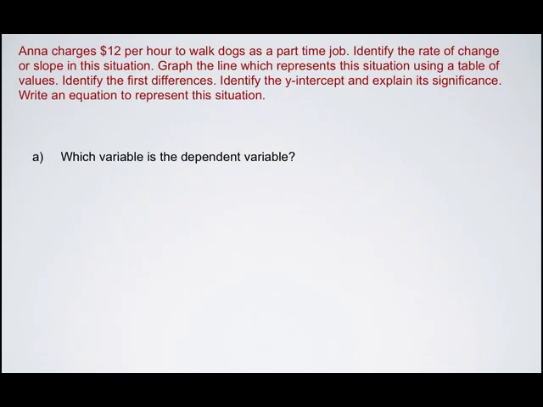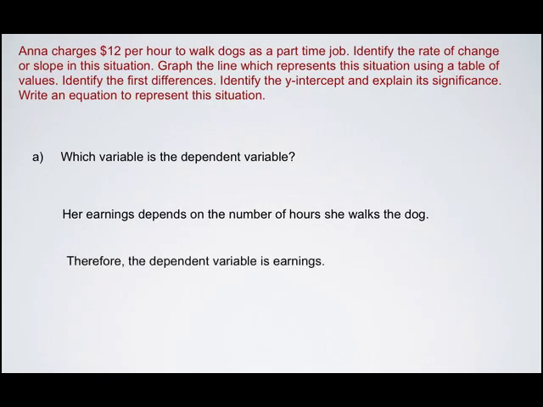The first question is, which variable is the dependent variable? In our situation, the amount that she makes is dependent on the number of hours she walks. So her earnings depends on the number of hours. Therefore, the dependent variable is earnings.